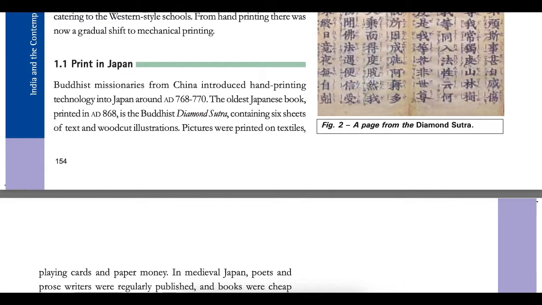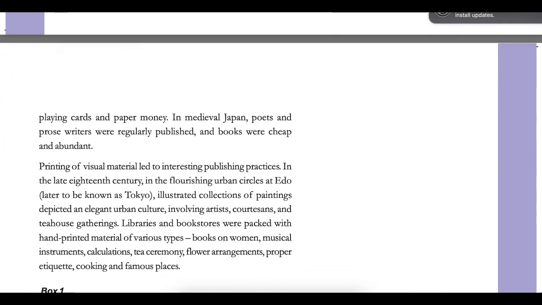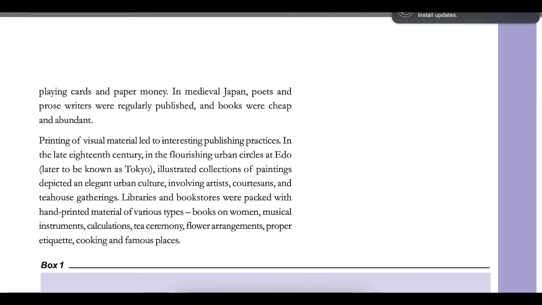Print in Japan. Buddhist missionaries from China introduced hand printing technology into Japan around AD 768 to 770. The oldest Japanese book printed in AD 868 is the Buddhist Diamond Sutra, containing 6 sheets of text and woodcut illustrations. Pictures were printed on textiles, playing cards, and paper money. In medieval Japan, poets and prose writers were regularly published, and books were cheap and abundant.